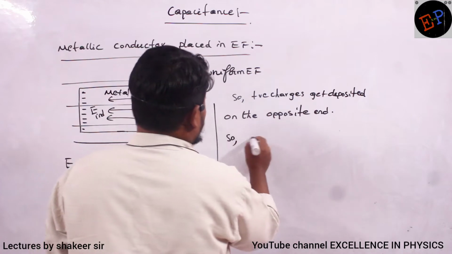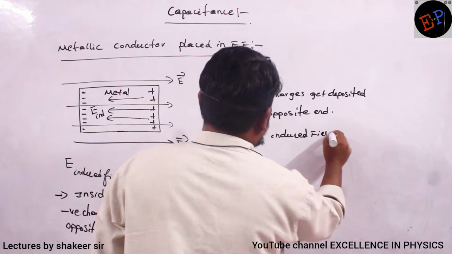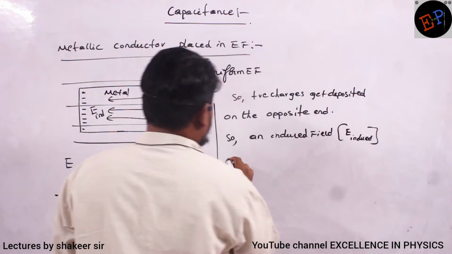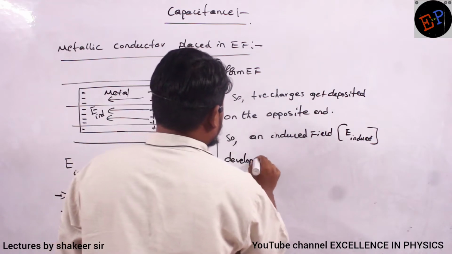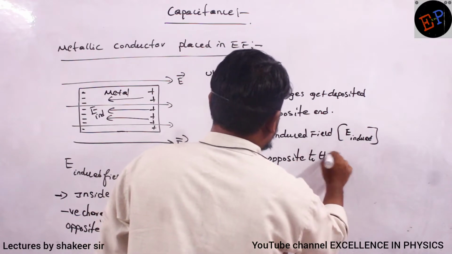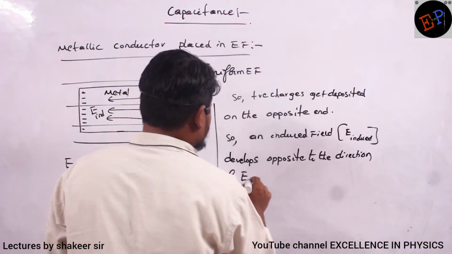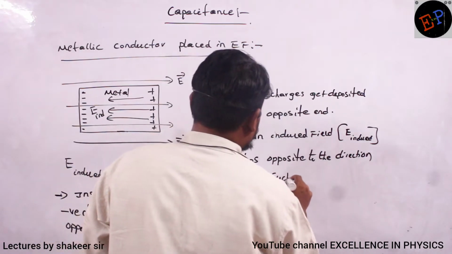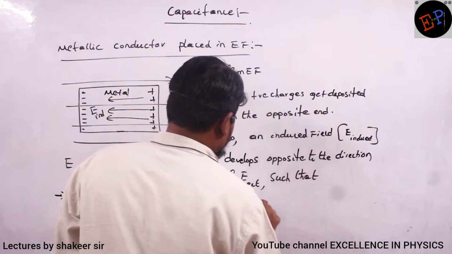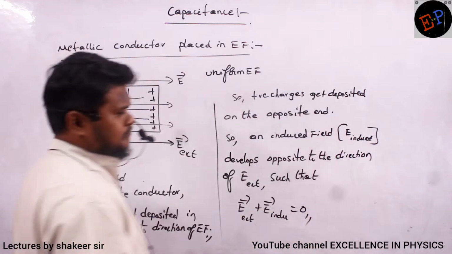So an induced field, E induced, develops opposite to the direction of E external, such that E external plus E induced becomes equal to 0.